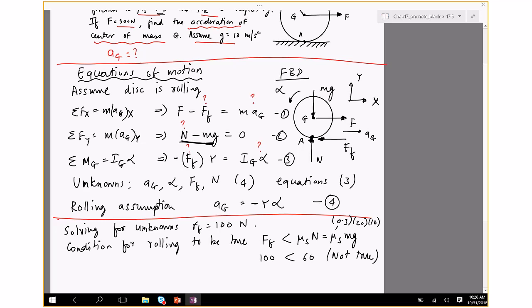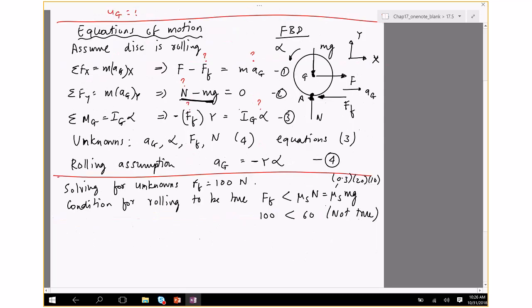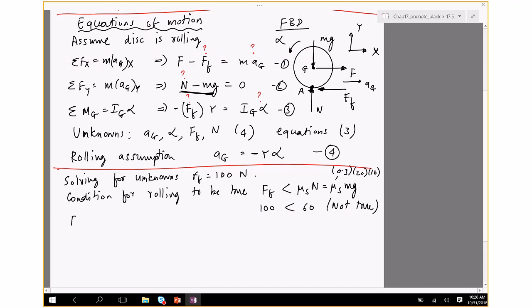What that means is our assumption that the disk is rolling is untrue. So the friction force is greater than mu Sn, right? Because 100 turns out to be greater than 60. So we can say that the disk is slipping, it's not rolling. So again, remember, what is mu Sn? It's the force needed to get something to start motion. And if the force of friction is greater than that, then it's clearly going to slip, because the force is exceeding the force needed to get this thing to move. So disk is slipping. What that means is we got to resolve this whole problem, but assume it is slipping.